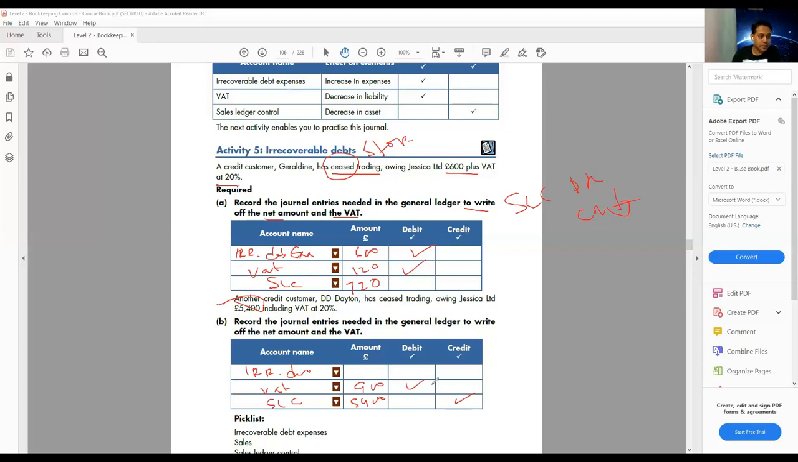And how much is the irrecoverable debt? The difference, 5,400 minus 900. So 5,400 minus 900 gives me 4,500. That's it. This question is always in the exam, always in the exam for 4 marks. Just write the journal: irrecoverable debt is a debit, VAT is debit, sales ledger control is a credit. This question is always in the exam, so make sure you get it.